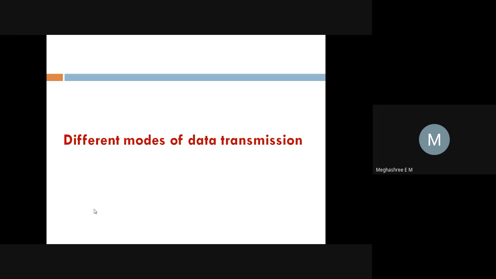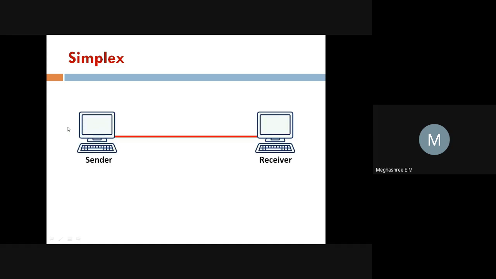That is different modes of data transmission, or you can also call this a data flow. See how the data flows in the network between the devices that we are going to discuss in this topic. So the first method is simplex. There are three methods followed for the data flow. The first one is simplex, the next one is half duplex, and the third one is full duplex. These are the three data flow methods followed.